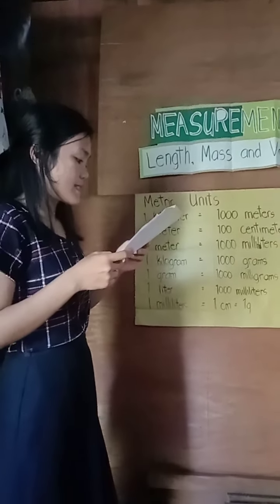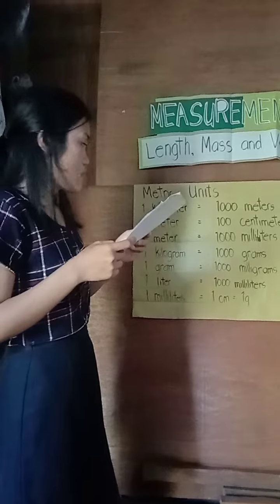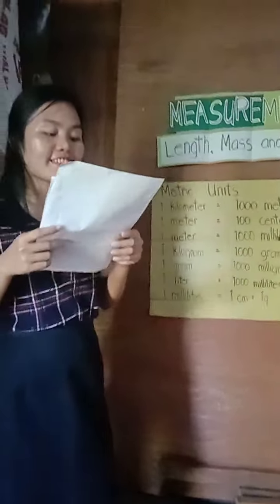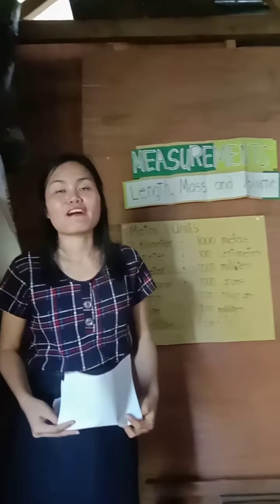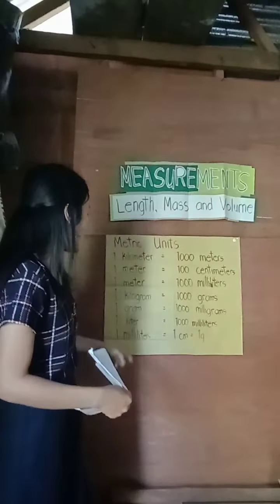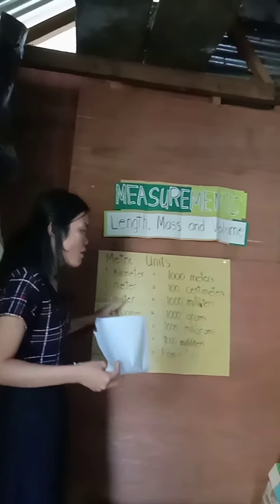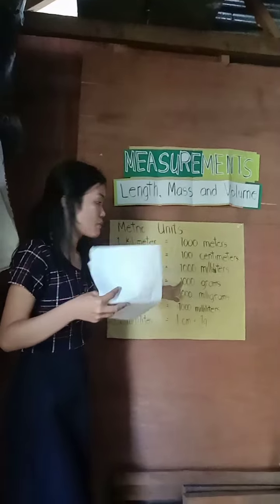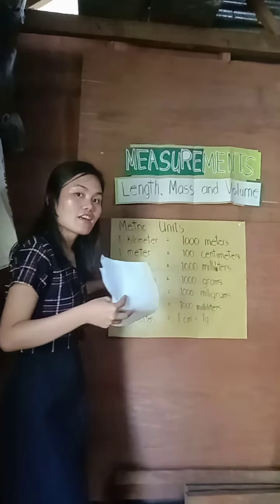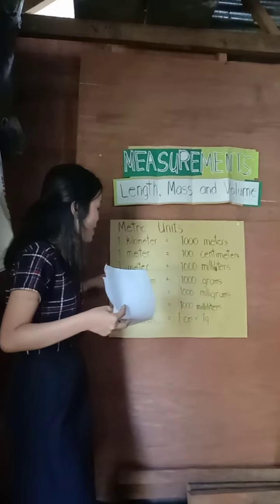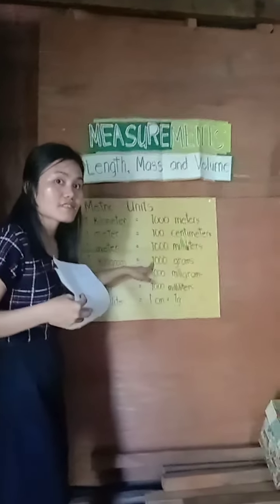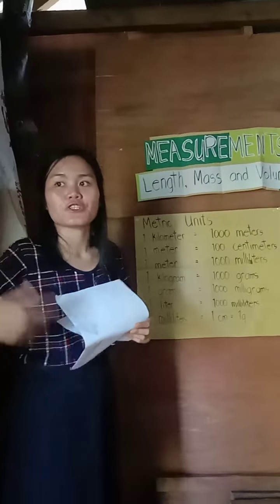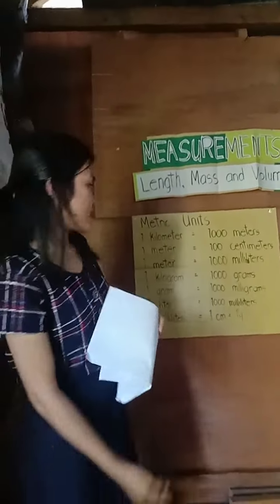And the second question is, which is heavier? First is 1 kilo or 1,500 grams. So this is 1 kilo, and 1,500 grams. Which is heavier? Because every 1 kilo is equivalent to 1,000 grams. I will not answer; let me hear you. Okay, Jonathan, please.